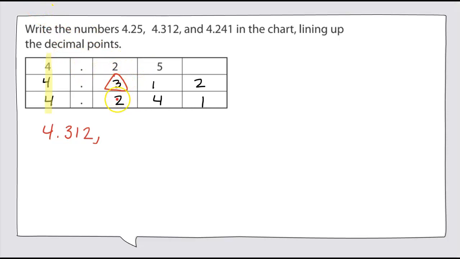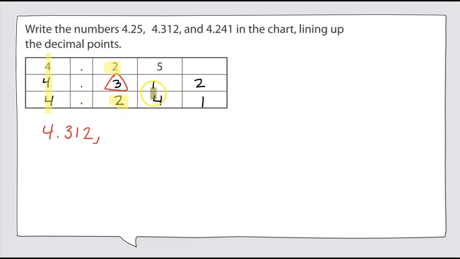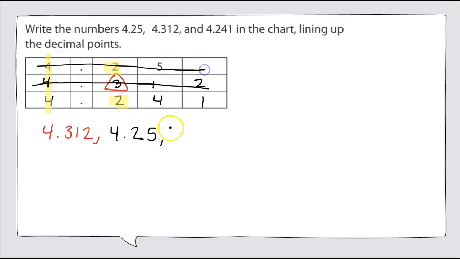Now I can move on because these 2 are the same, and I don't need to look at them. So I've got to move to the hundredths place. Now I've got a 5, a 1, and a 4. I don't have to look at this row anymore because I already know that it's the largest. So looking at the 5 and the 4, which one is the next biggest? 4 and 25/100 is, because 5 is bigger than 4. And then I know that the last one will be 4 and 241 thousandths. So that's in order from greatest to least.